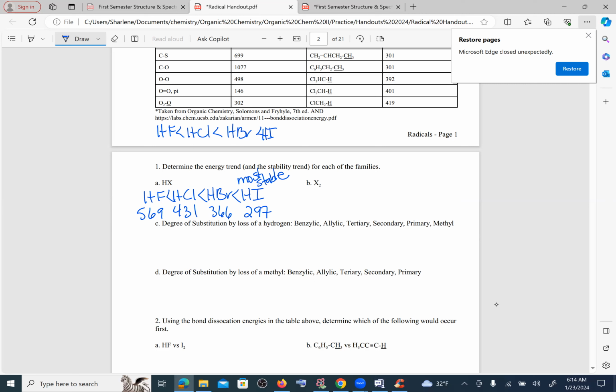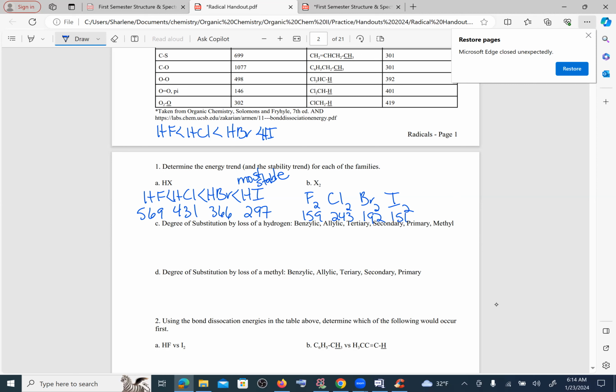All right, so let's do the next trend. What about our halogens? Now, remember, halogens, fluorine is notorious. So we're going to put a little F2 and then Cl2, Br2, I2. All right, again, I'm going to go up there and grab these numbers off the chart. This one is 159. This one is 243, 192, and 150.